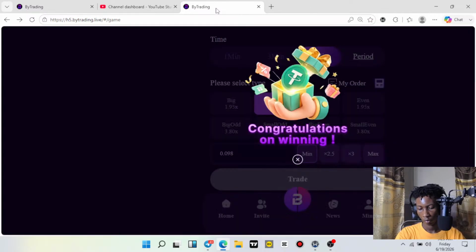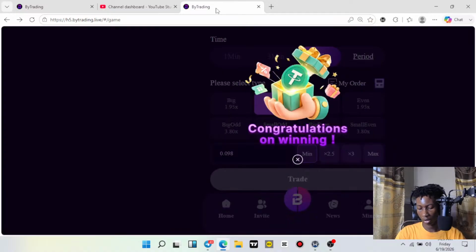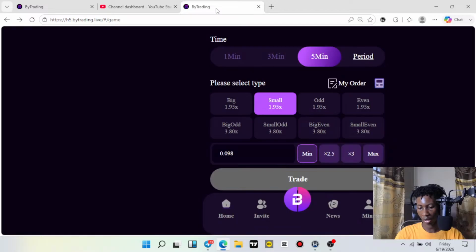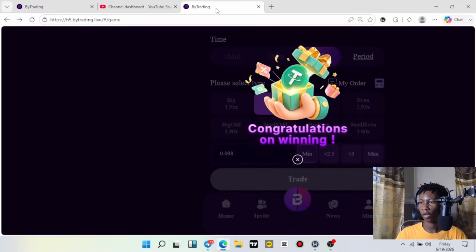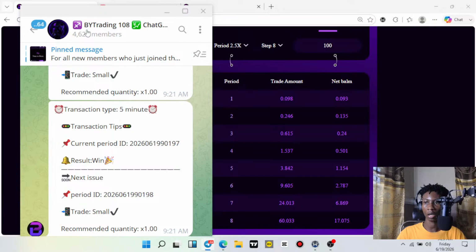So the calculator would help you minimize the loss. Anyhow, it would help you, because if everything goes wrong at this eighth phase, it would help you get the compensation fee. To get the compensation fee, you have to join their Telegram community, check out the channel description and the group description, and contact their customer support.